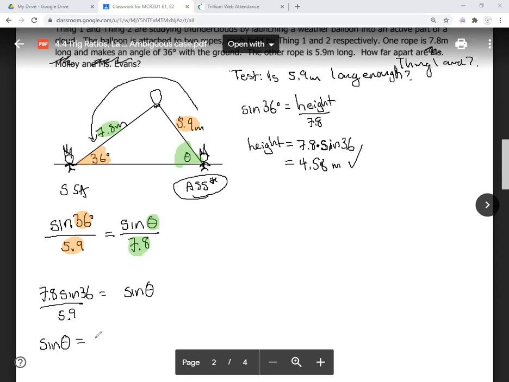Anyone? Yep. 0.77, and take that answer. If you do the inverse sine, you would get 50.99-ish. So I'm just going to say approximately 51 degrees.